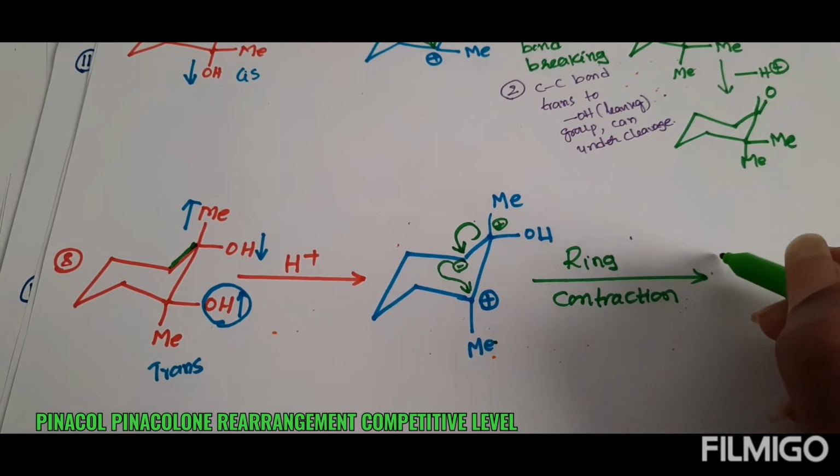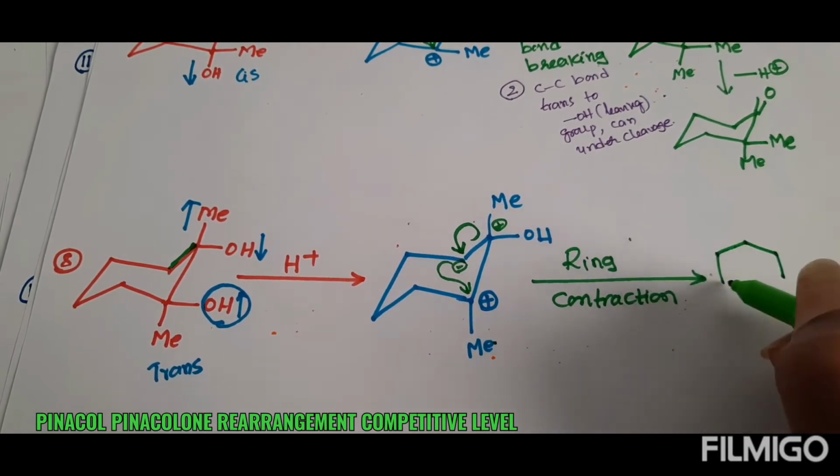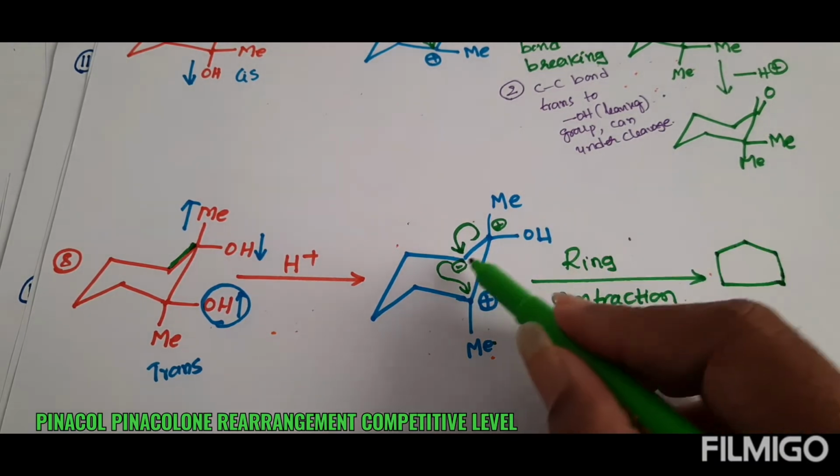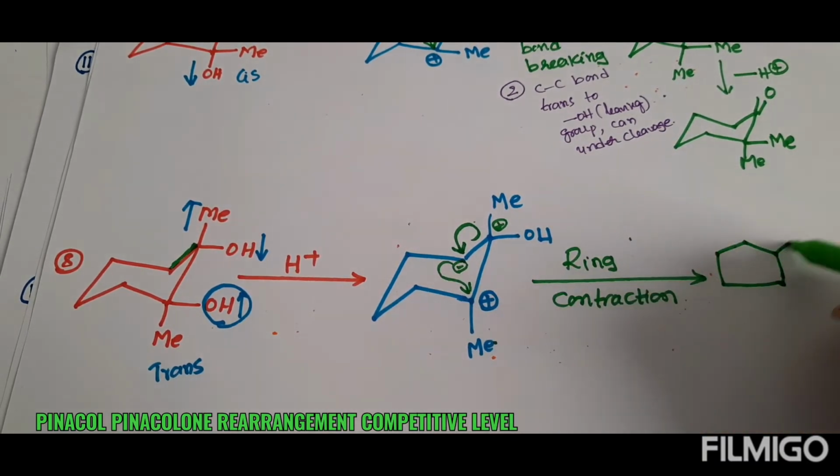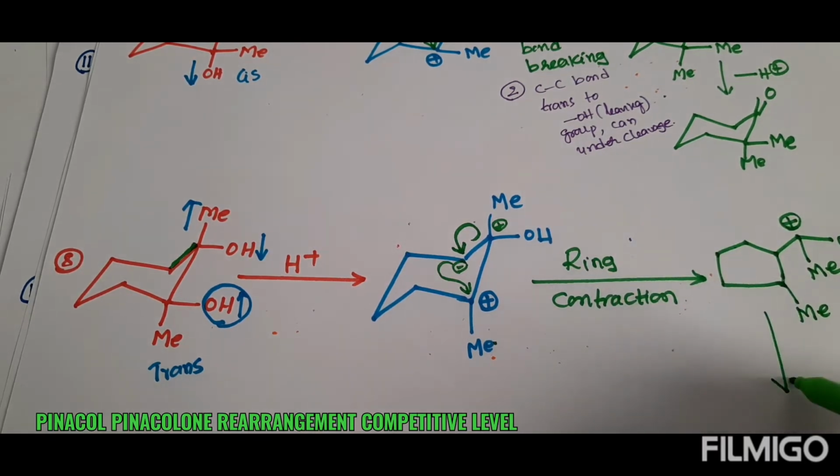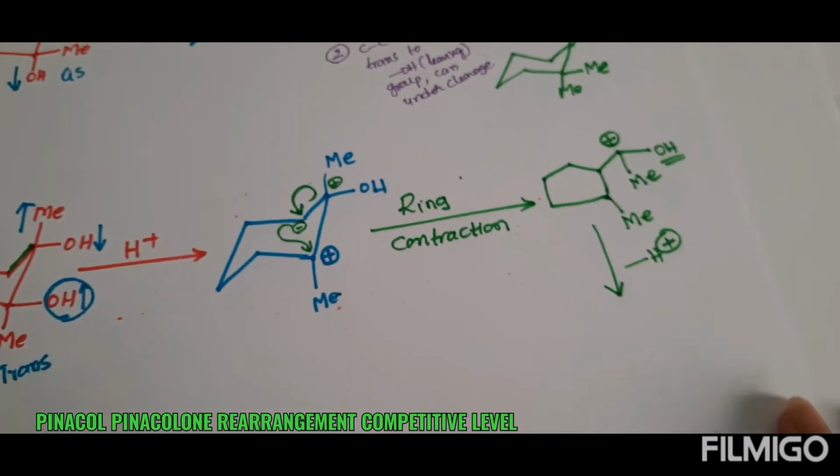A 5-membered ring is planar. Here is OH. Here is methyl. And here is the positive charge. And here is one more methyl. In the next step, it loses the H plus and leads to the formation of the product.